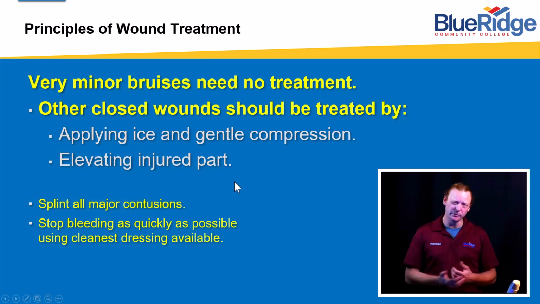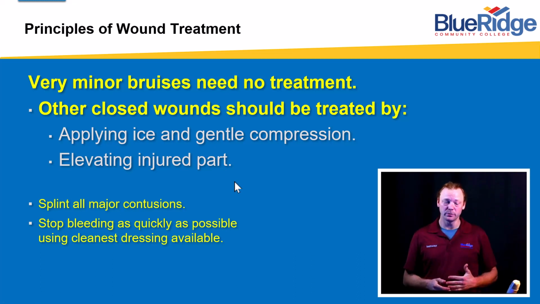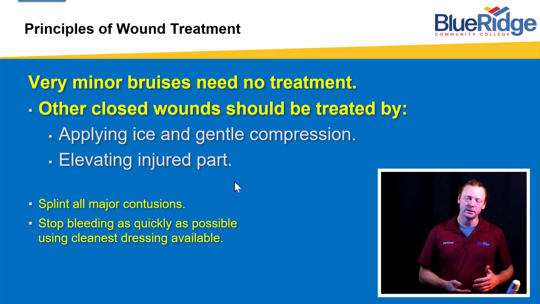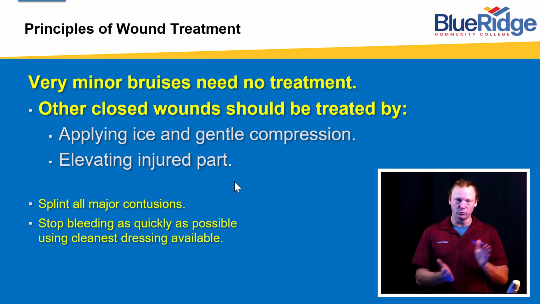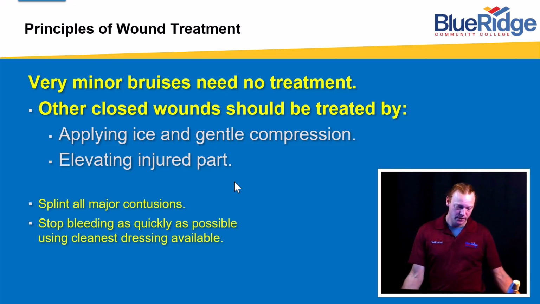Minor bruisings typically don't really need much treatment, if any at all, but other closed wounds should be treated by applying ice and gentle compression and then elevating the injured part. Also remember, when we apply ice to the body or to an injury, we want to avoid direct contact with that ice. And then we want to splint any major contusions that we feel might have the possibility of a fracture or some other type of internal injury.